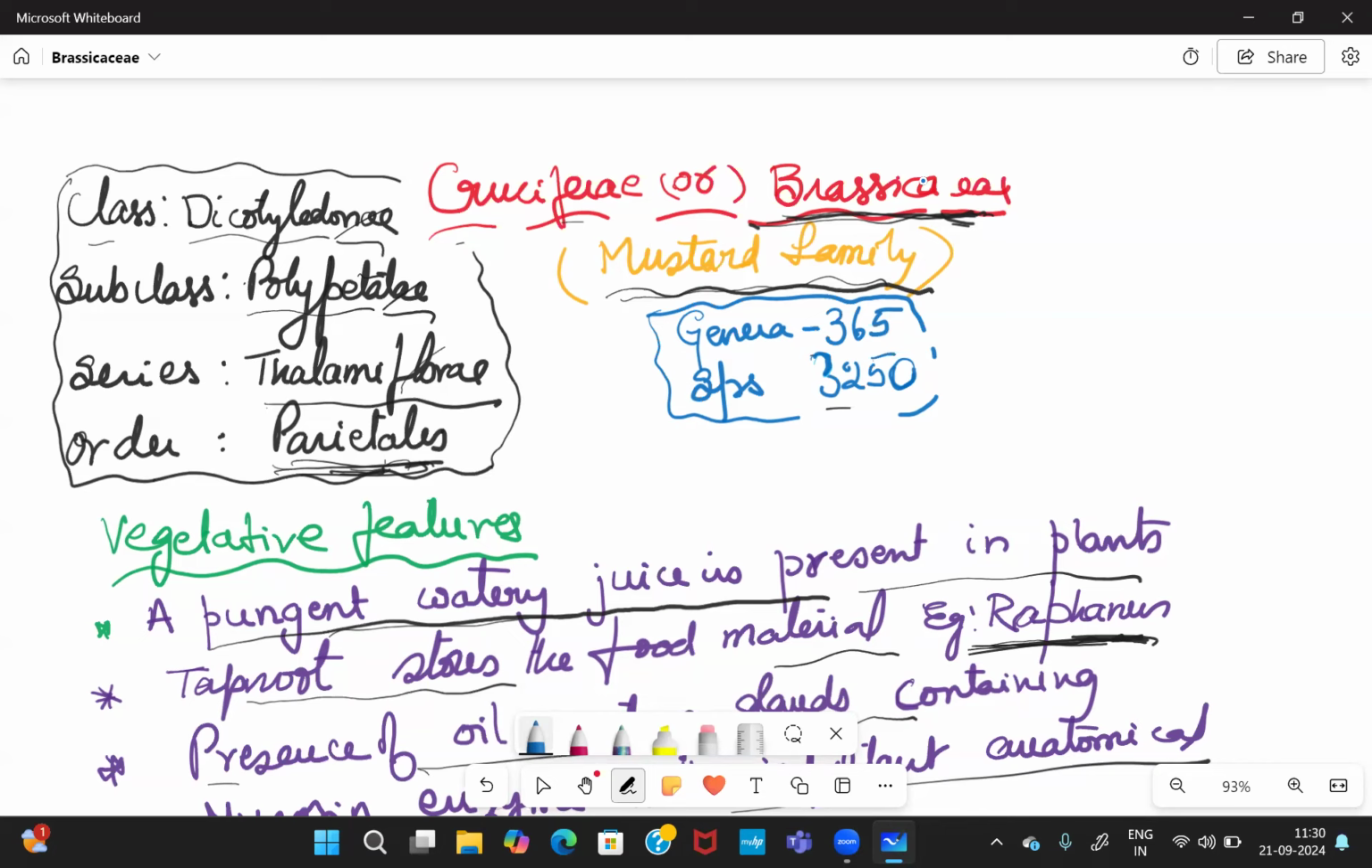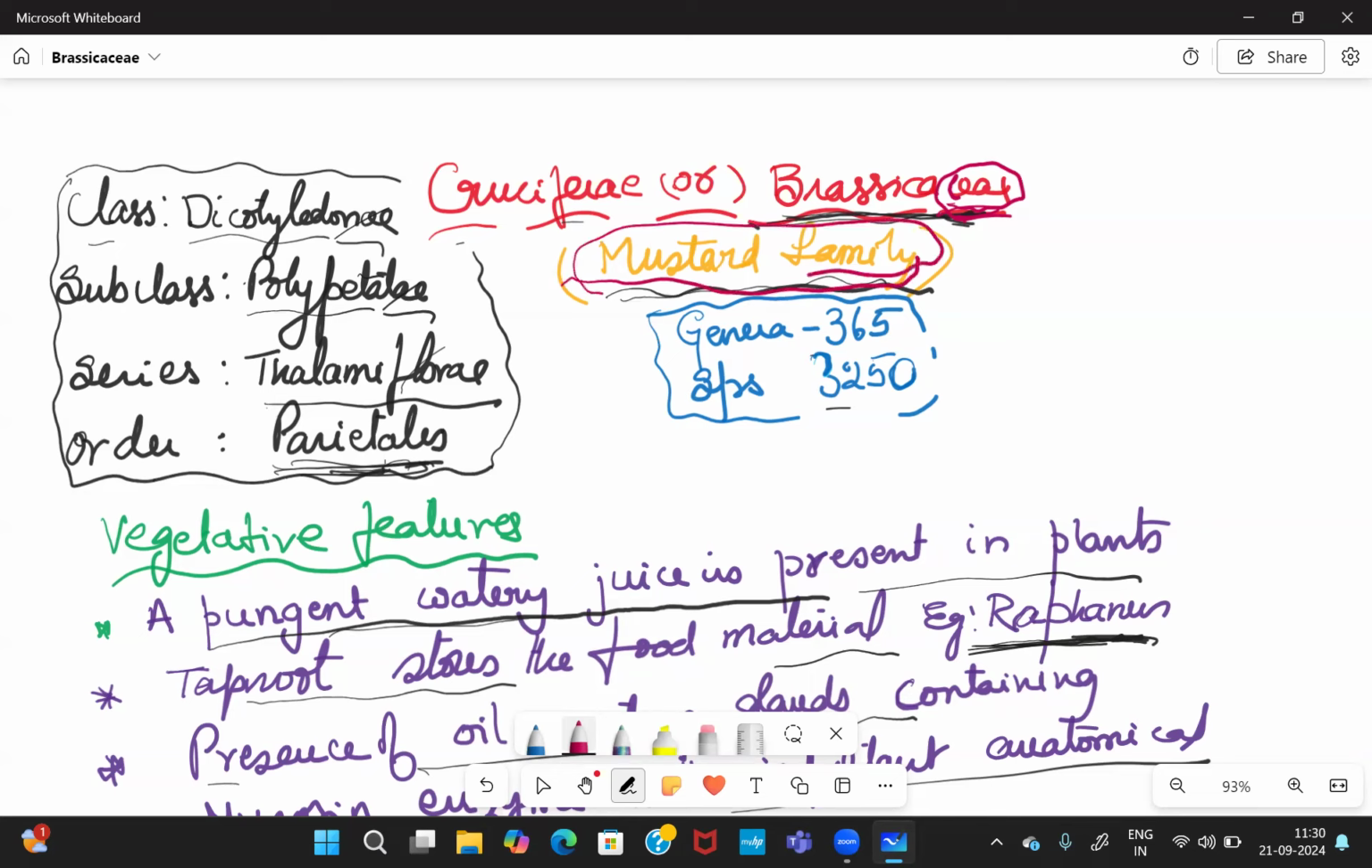So Brassicaceae and Cruciferae are both the same. According to ICBN, the family name should end with -ceae. But before, they named it Cruciferae. That's why they changed it to Brassicaceae to follow the ICBN rule. This Brassicaceae or Cruciferae family is commonly called the mustard family.